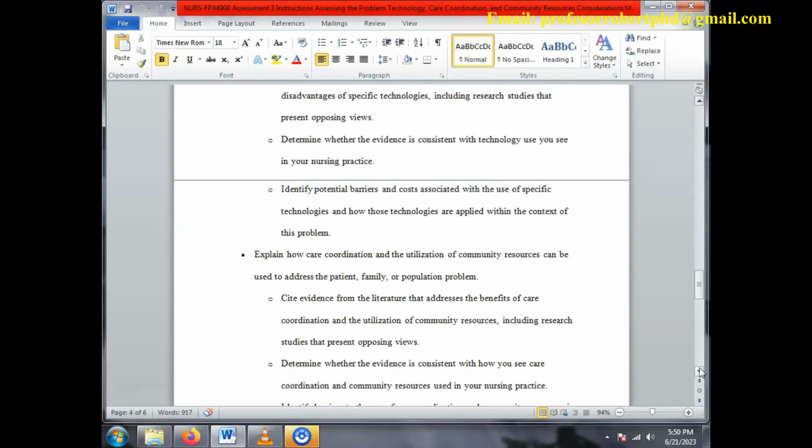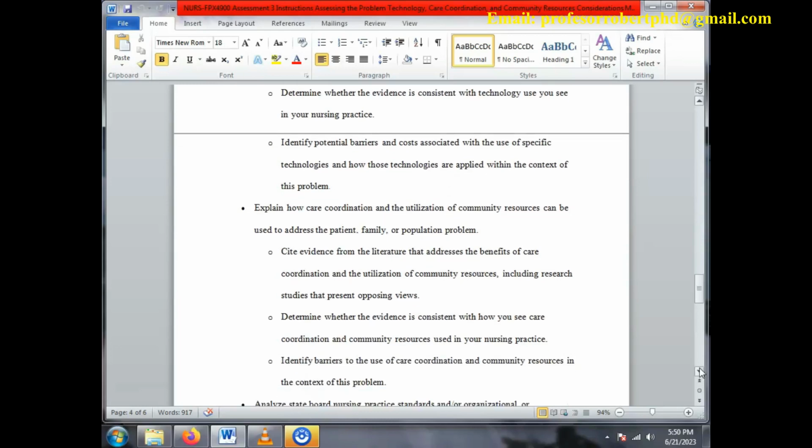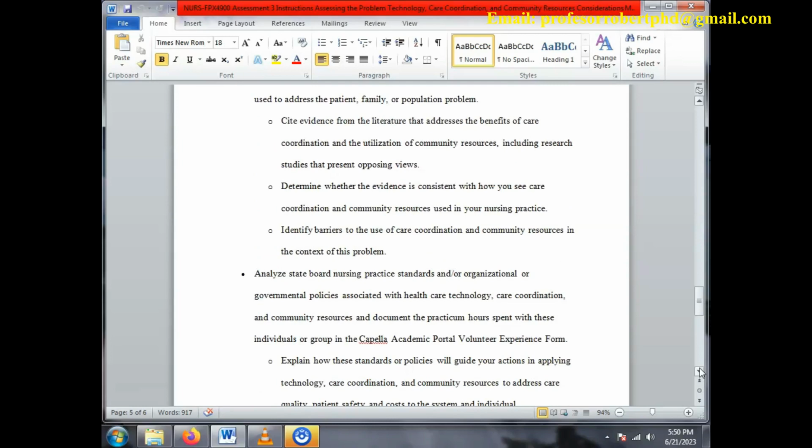Identify potential barriers and costs associated with the use of specific technologies, and how those technologies are applied within the context of this problem. Explain how care coordination and the utilization of community resources can be used to address the patient, family, or population problem. Cite evidence from the literature that addresses the benefits of care coordination and the utilization of community resources, including research studies that present opposing views. Determine whether the evidence is consistent with how you see care coordination and community resources used in your nursing practice. Identify barriers to the use of care coordination and community resources in the context of this problem.